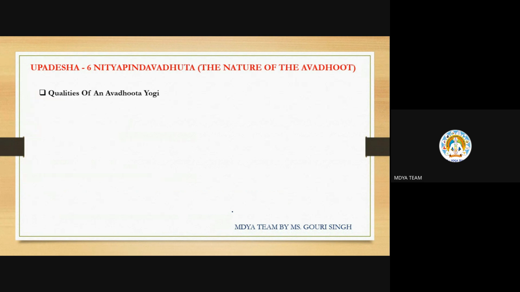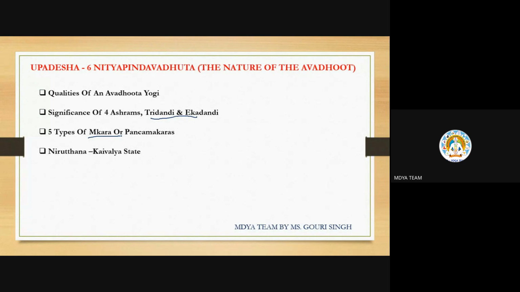All the things discussed are about the qualities or nature of the Avadhuta yogi. What is the significance of the four ashramas and how many types of yogis are there? The Tridandi and Ekadandi are also present here. Five types of makaras, or panchamakaras, are also discussed here. The Niruthana state, how one will get that state, is stated here as the Kaivalya state. So that is also discussed.